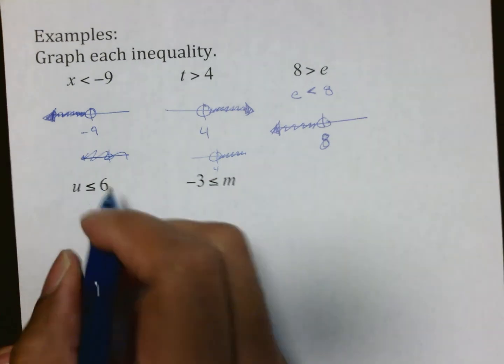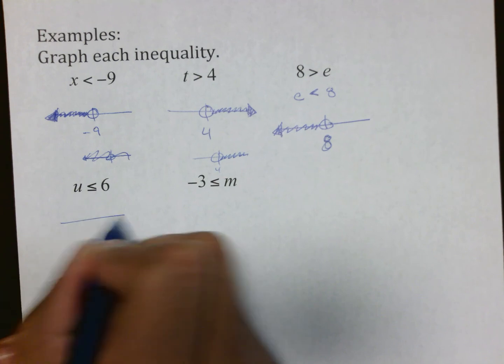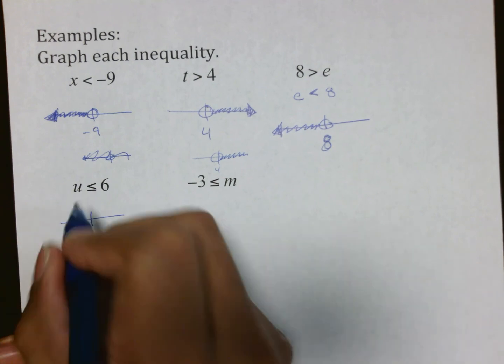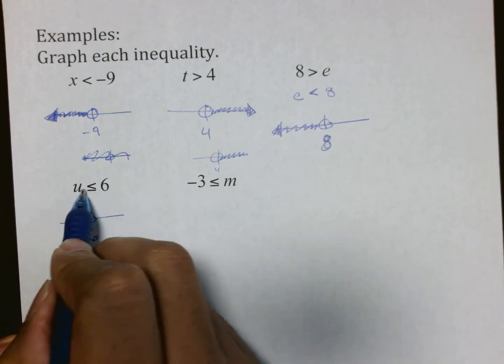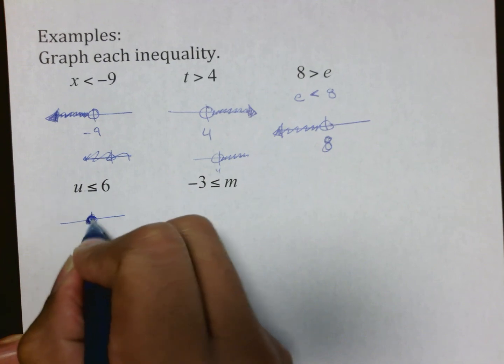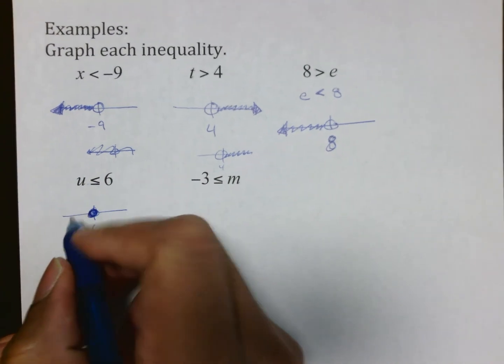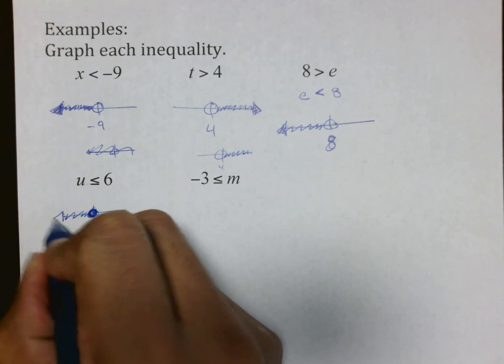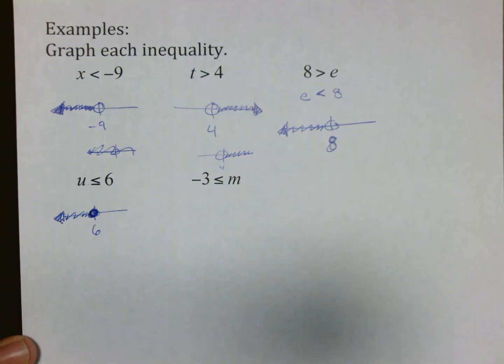u is less than or equal to 6. Circle 6. Because of this line, it means that 6 does work, which is why this is filled in. And again, this is pointing to the left, so we want to make sure we fill it in and put an arrow at the top of it. Again, without the arrow, it does not count.